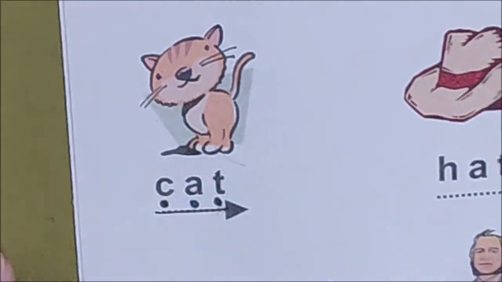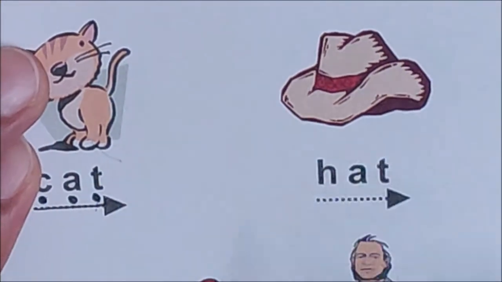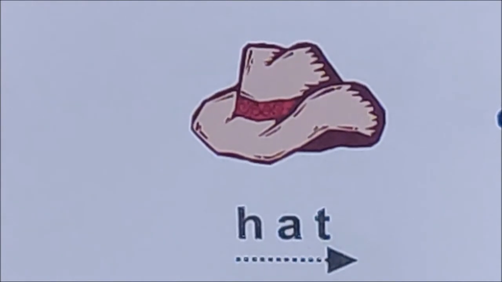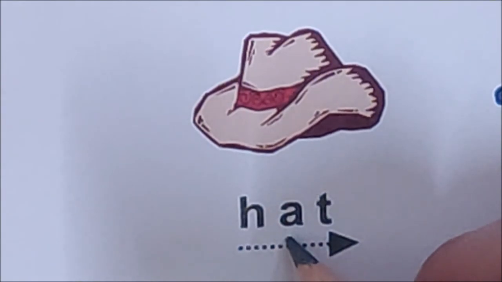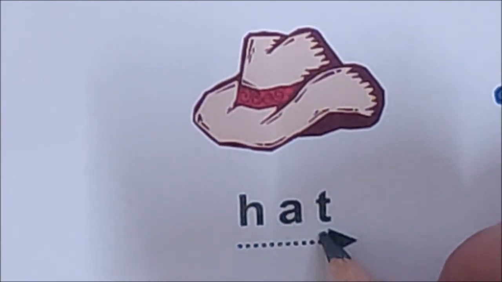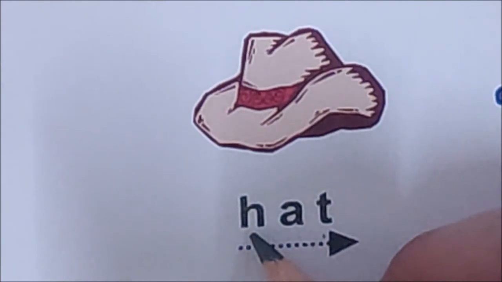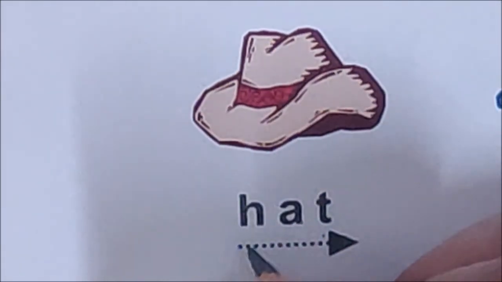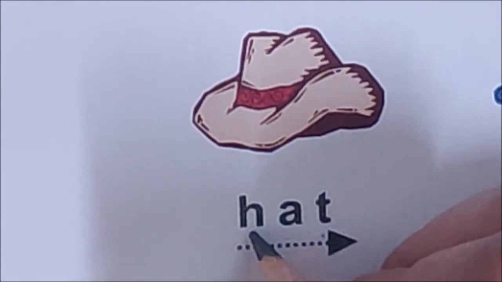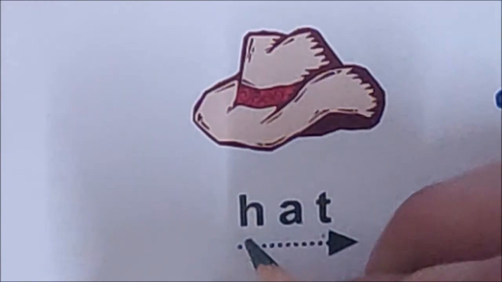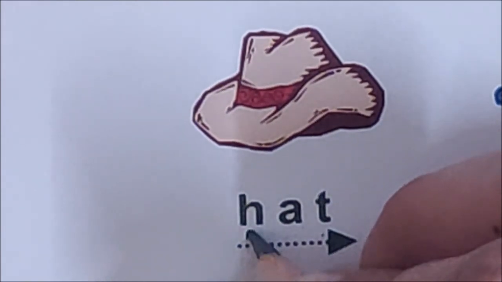Okay, now let us read the next word. What is the first sound here, children? Is this the first sound? No. Is this the first sound? No. Is this the first sound? Yes. First means pehla sound. So this is our first sound. Now what is the first sound, children, in hat? Hat. Good. Ha is the first sound. So put one dot below ha.